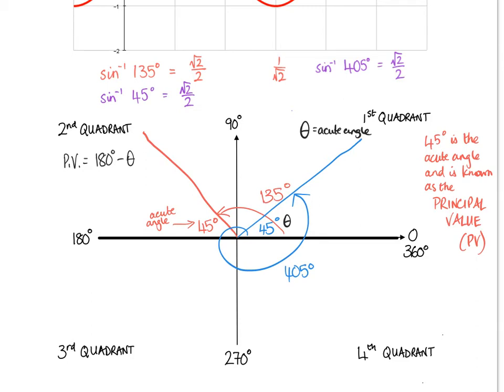So the angle that we have at this point was 135. So that would be 180 minus 135, which gives us 45 degrees. So that's our principal value, or our acute angle. In the fourth quadrant, the acute angle, or the principal value, is equal to theta minus 180 degrees. So that's everything past the 180. And in the fourth quadrant, the principal value is equal to 360 minus whatever your angle is. Okay?